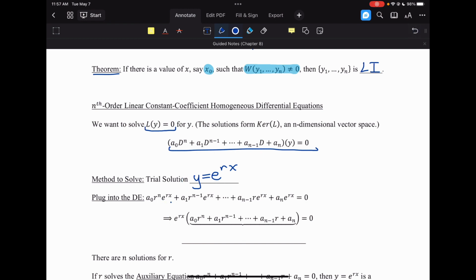And we can factor out e to the rx from all of those terms. So get that out to the front here. This expression in here, where the e to the rx is moved away, and we're looking at the solution to this, is called the auxiliary polynomial.